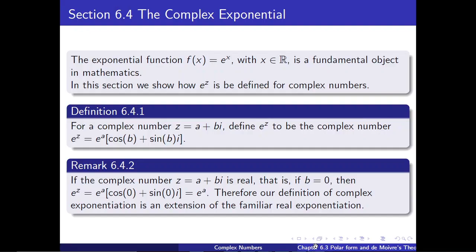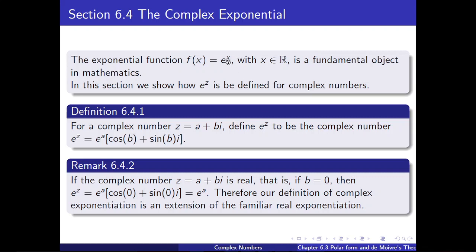Now we look at section 6.4, where we are going to talk about the complex exponential. So we know that the exponential function f of x, which is equal to e to the x with x a real number, is a fundamental object in mathematics. It's one of those functions which you will encounter in almost every area of mathematics. And in this section, we are going to show how e to the z is defined for complex numbers, right?